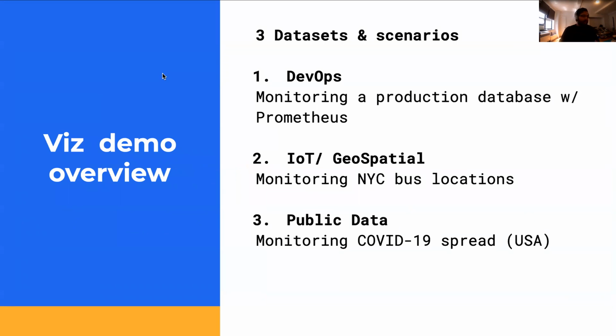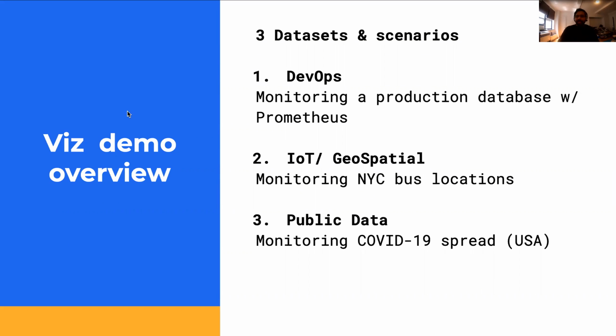Okay, so in today's demo, we're gonna use 3 different data sets to demonstrate the versatility of using Grafana for a variety of different use cases. The first one is a DevOps data set, monitoring a production database using Prometheus. The second one is an IoT data set, and it also has a geospatial component in it. That's monitoring the live locations of buses in New York City, which is where Timescale is headquartered. Well, everyone is at home right now, but that's where our office was.